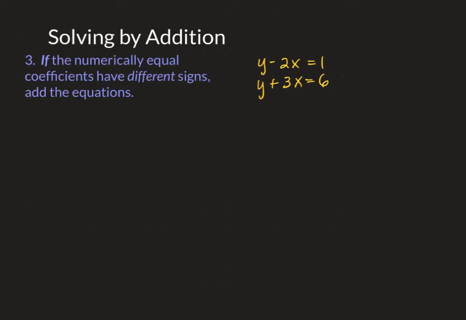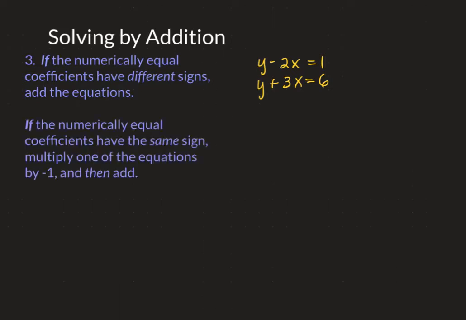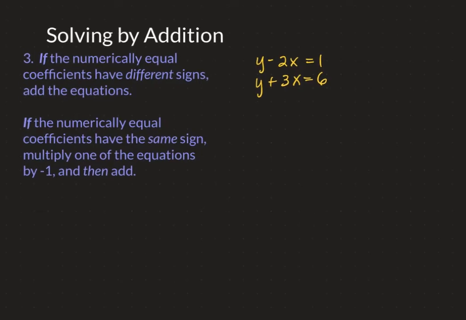The next step. If the numerically equal coefficients, in our case, the y's, have different signs, then add the equations. We do not have different signs. So what are we going to do? Here's what we do. And this is worded slightly differently than it is in your book. If the numerically equal coefficients have the same sign, yes, we have positive 1 in front of both of those y's, multiply one of the equations by negative 1, and then add. Now your book talks about subtraction, which is basically what we're doing, but I like to think of it that way.